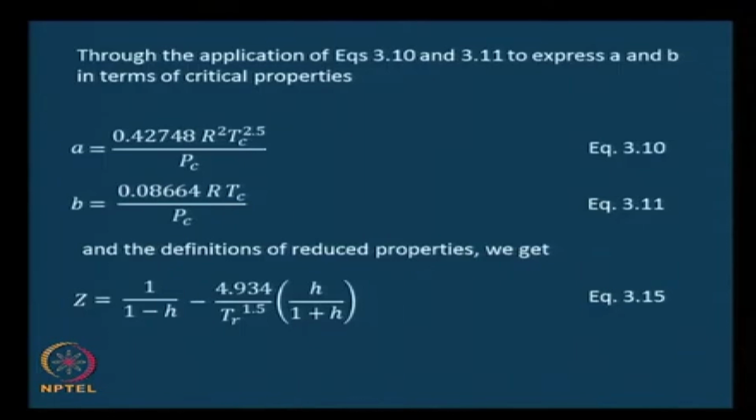The advantage here is that you have only TR, the reduced temperature, and h of course is given in terms of PR and TR. So PR and TR relationships would be applicable in general, and therefore this expression's applicability becomes a lot more general.